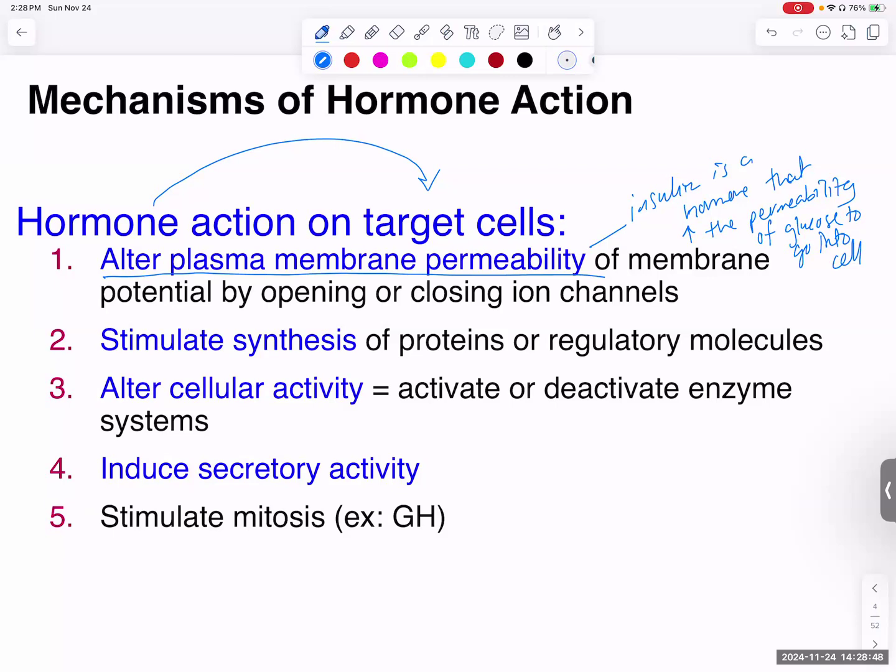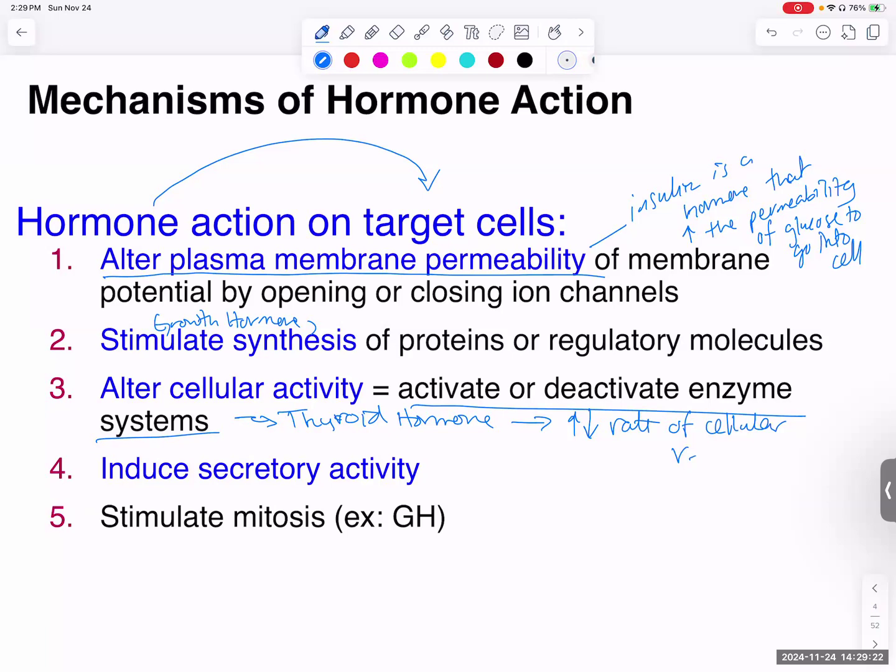Stimulate synthesis of protein. This could be something like growth hormone, which is going to stimulate protein synthesis. A third way that hormones can affect target cells: they can alter the cellular activity, activate or deactivate enzymes. Good example of this would be thyroid hormones, right? To increase or decrease rate of cellular respiration.